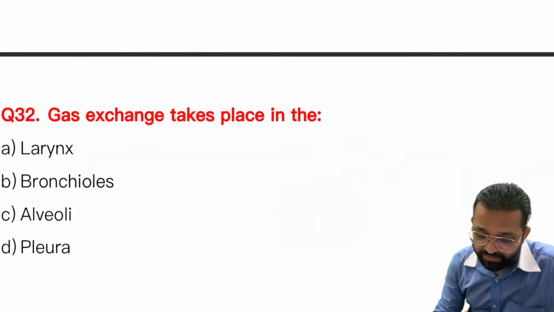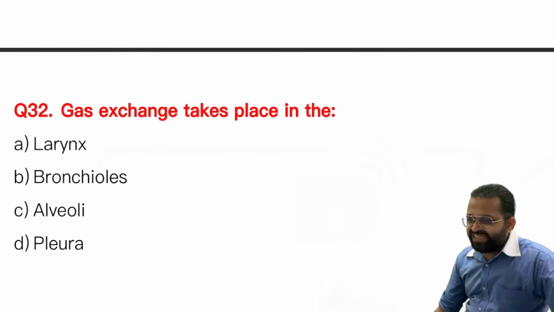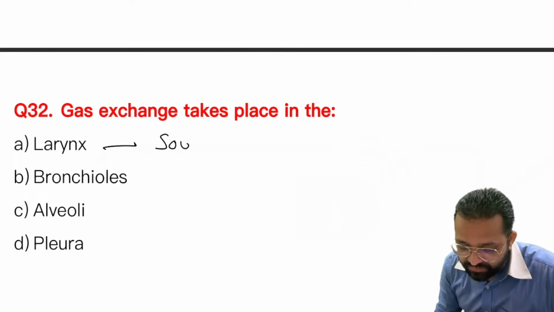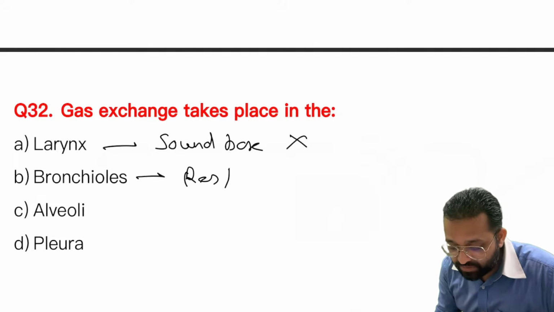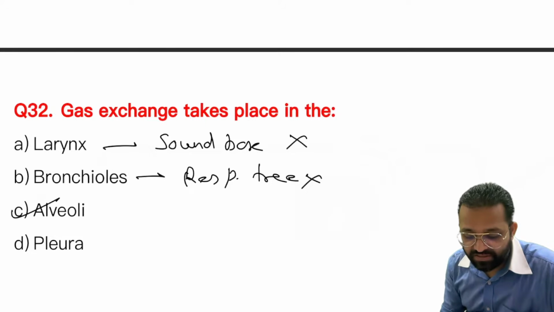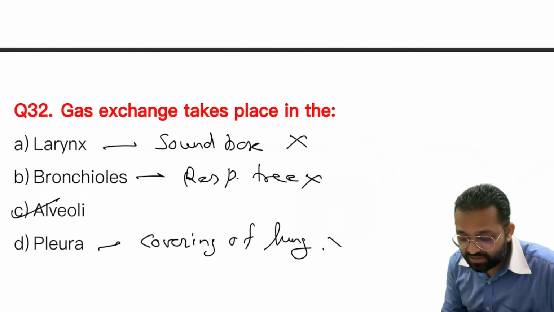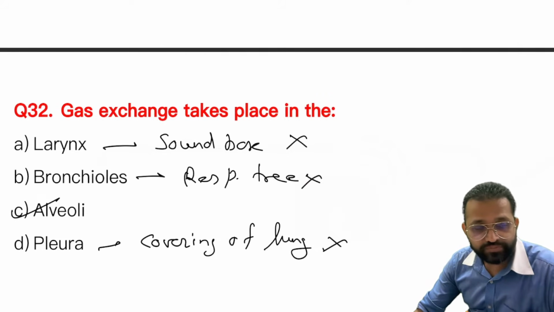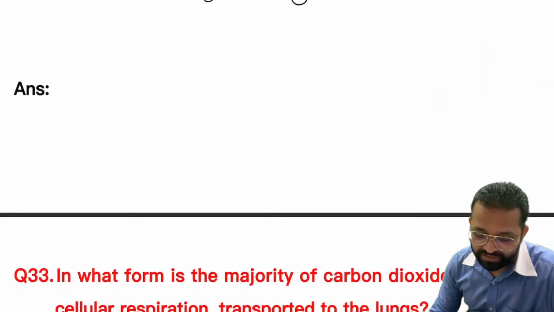Okay. Now can you tell me the answer? 32. Again, it is easy question. Gas exchange takes place in the larynx. No, sir. It is sound box. It is not the answer. Bronchiole. No, sir. It is just part of the respiratory tree. It is conducting the air. No. Alveoli. Yes. Pleura. Sir, it is covering of lung. It is not the answer. Alveoli. I think it is easy question. Yes. Aditi, Priya, Ankush, Ramsarup. Okay. Now come to the next.